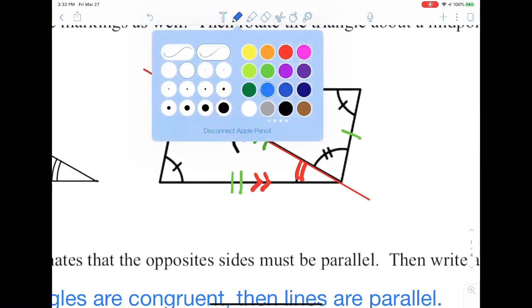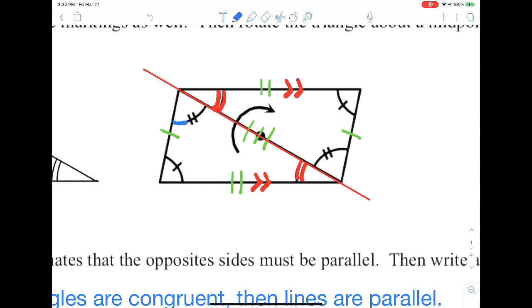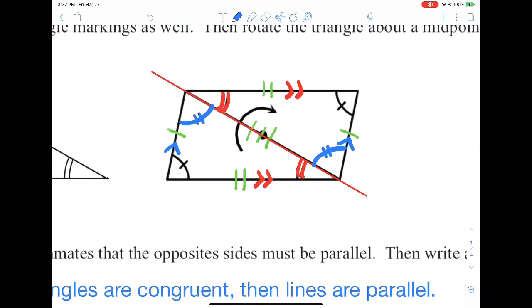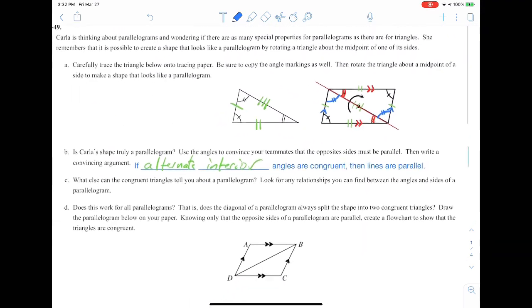The same is true with this angle and this angle for these two sides. And the same transversal. If those two angles are congruent, then those two sides are parallel to each other. By definition, that is a parallelogram.